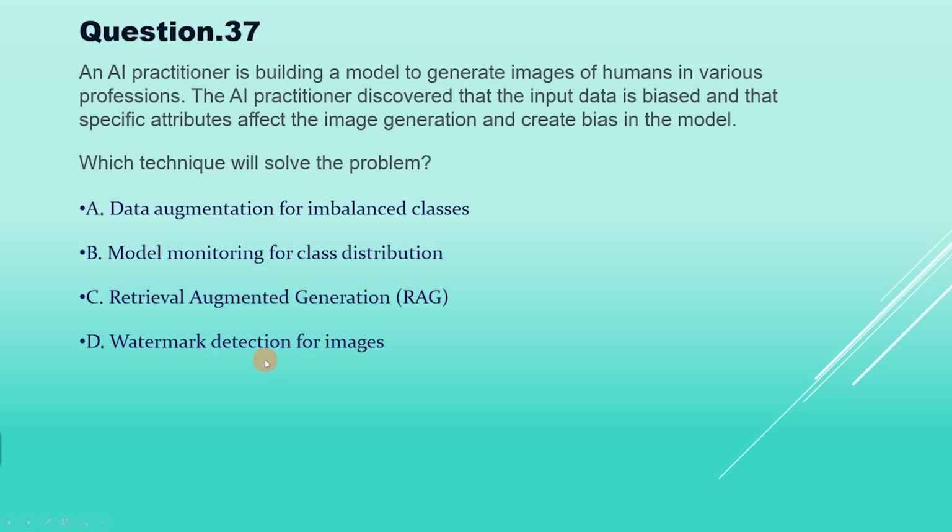So the correct answer here will be option A, data augmentation for imbalanced classes, because here we are working on the bias. There should not be bias. So data augmentation for imbalanced classes will resolve the issue. So option A is going to be the correct answer.